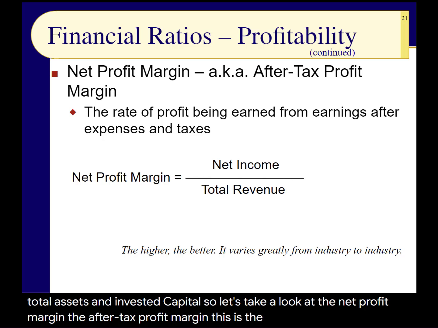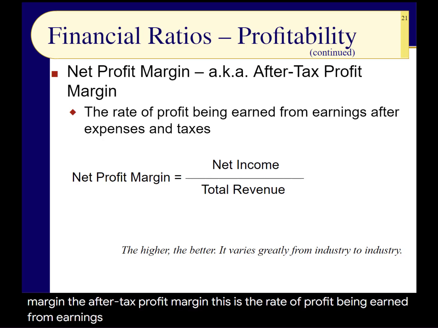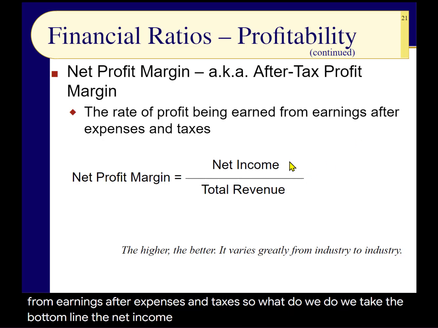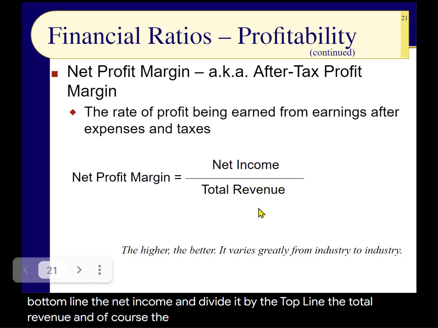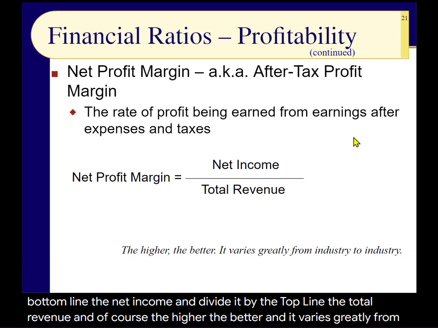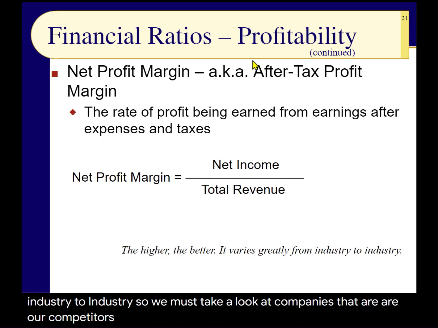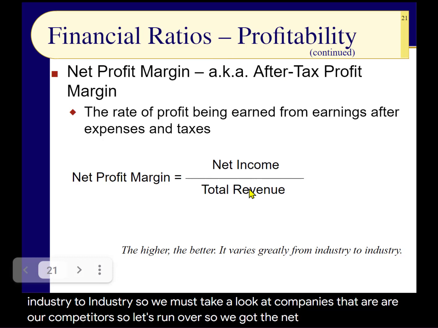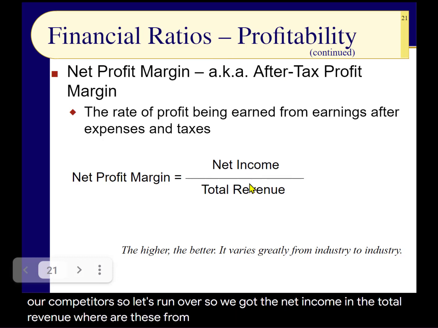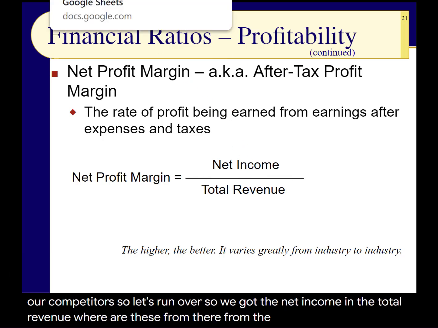This is the rate of profit being earned from earnings after expenses and taxes. So what do we do? We take the bottom line, the net income, and divide it by the top line, the total revenue. And of course, the higher the better, and it varies greatly from industry to industry. So we must take a look at companies that are our competitors. So we've got the net income and the total revenue. Where are these from? They're from the income statement.